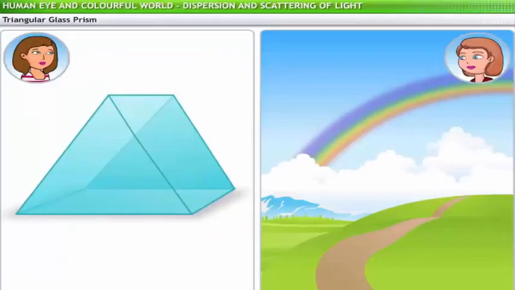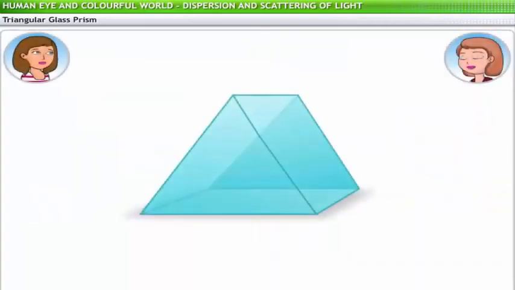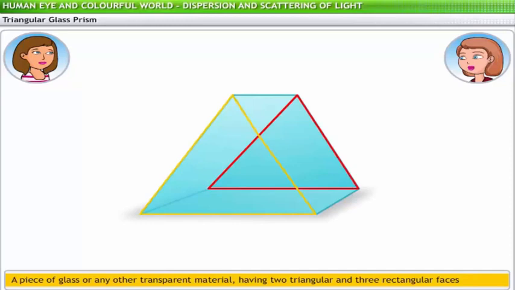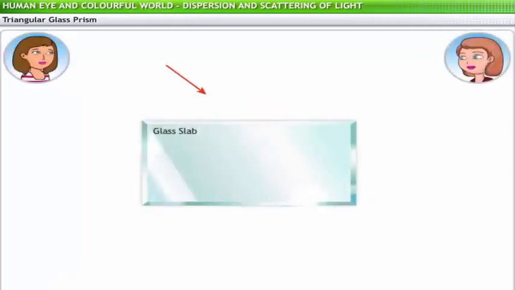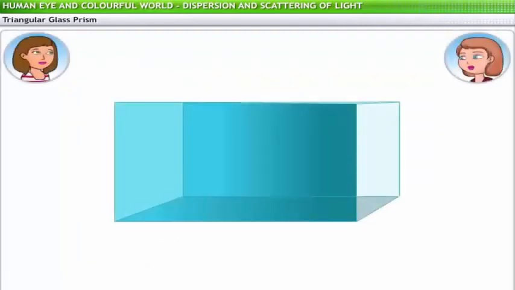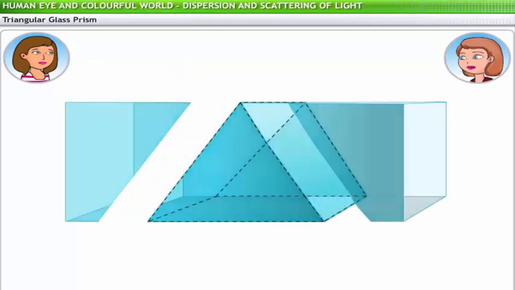You said you could show me a rainbow through a prism. What exactly is a prism? Is a triangular glass prism a special kind of a prism? A triangular glass prism, to be specific, is a piece of glass that has 2 triangular and 3 rectangular faces. You may have studied how light refracts through a glass slab. You can think of a prism as a triangular piece of glass carved from a rectangular glass slab.